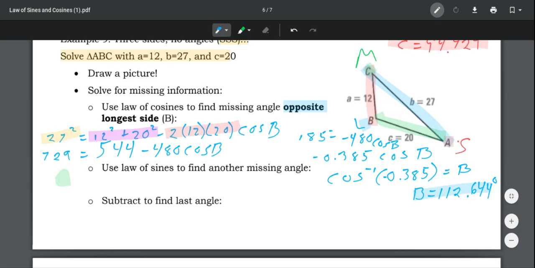Oops, hold on. I need to erase that. I don't want to write it in marker. So I'm doing 27 over sine of angle B, which is 112.644. And that fraction has to equal 20 over sine of C. All right, guys. Now, if I cross multiply this, I'm going to get 27 sine C is equivalent to 20 times sine of 112.644. And I'm just going to plug that in my calculator, guys.